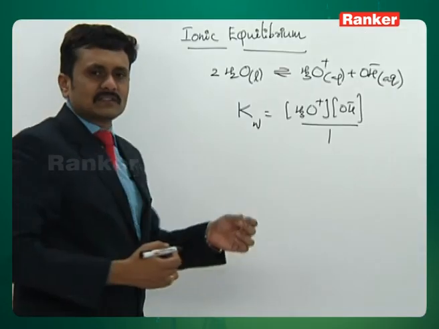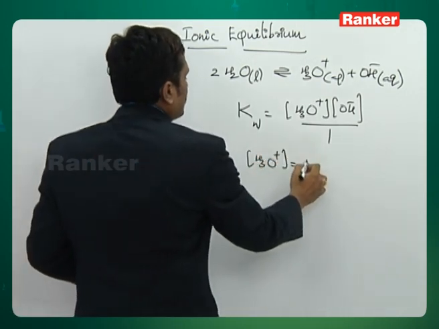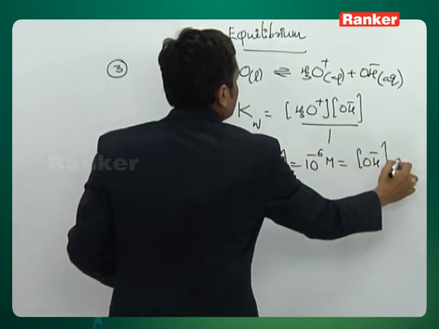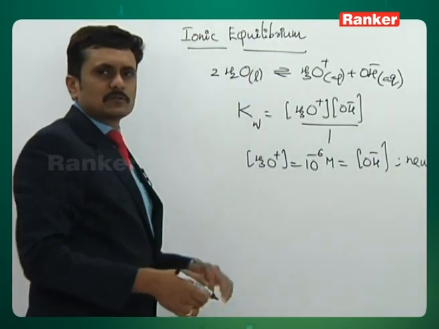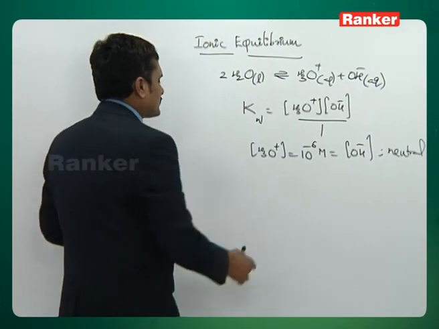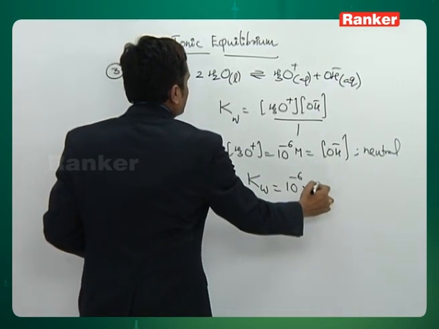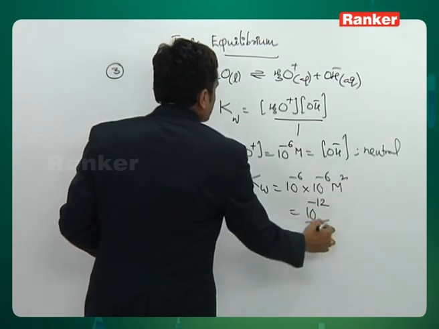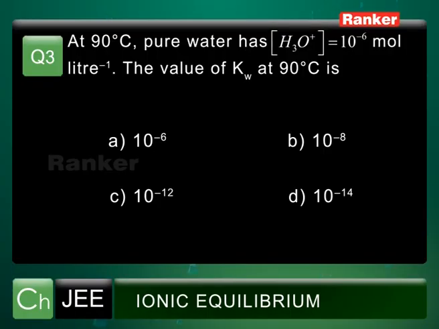Now here it is given that the concentration of H3O plus is equal to 10 to the power minus 6 molar, and we also know that water being neutral, the concentration of H plus and OH minus should be equal. Then when you substitute the values, you get 10 to the power minus 6 into 10 to the power minus 6 molar square, that is 10 to the power minus 12, is the value of Kw. So the right answer for this question is option C.